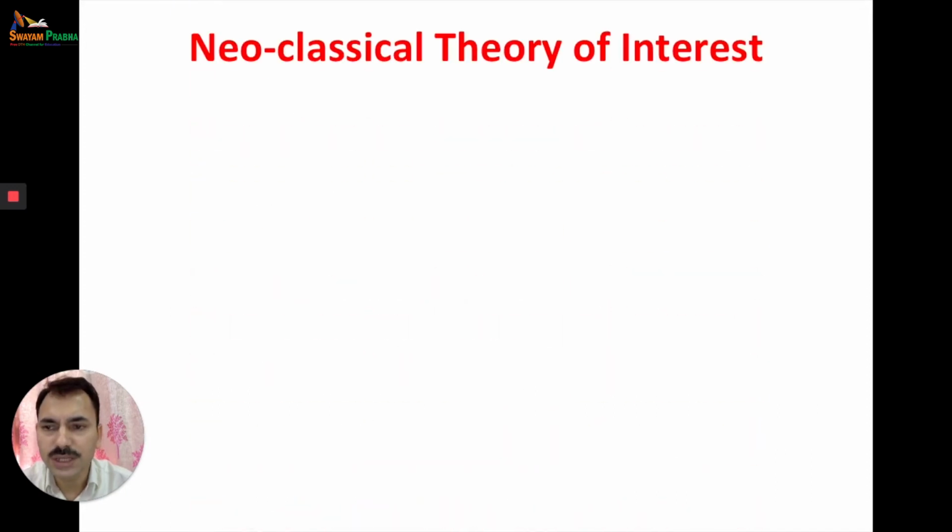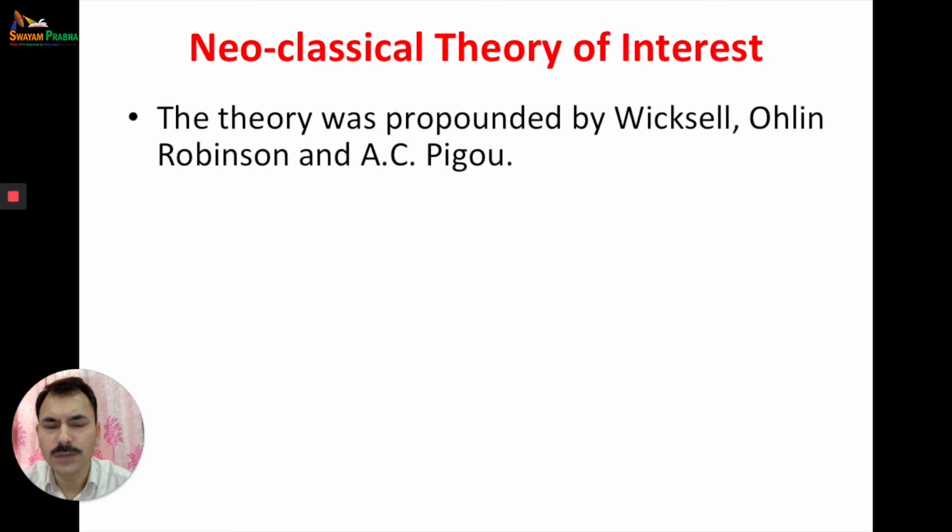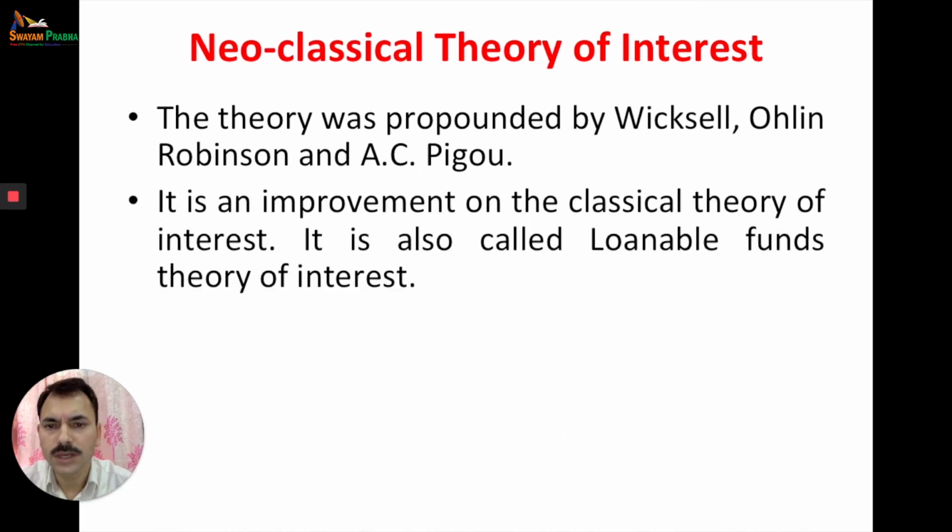Now, next one, the new classical theory of interest. This theory is an improved version of the classical theory of interest. The theory was propounded by Wicksell, Ohlin, Robertson and Pigou. It is an improvement on the classical theory of interest. It is also called the loanable funds theory of interest.